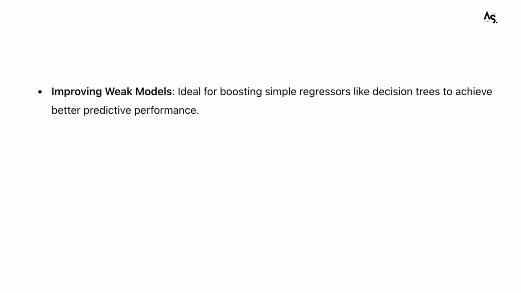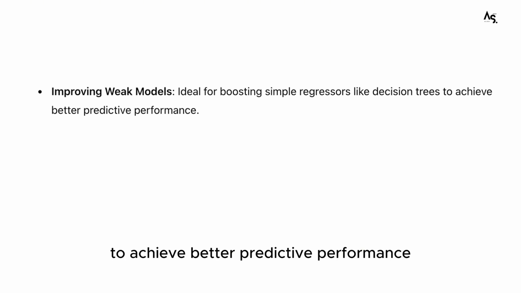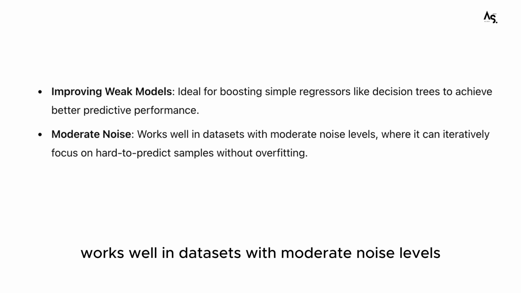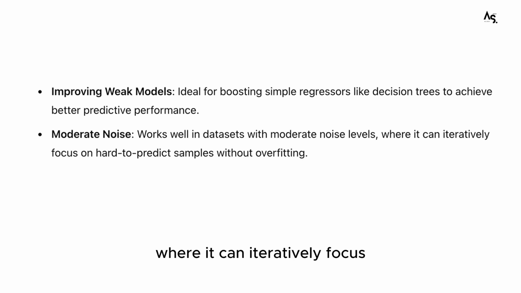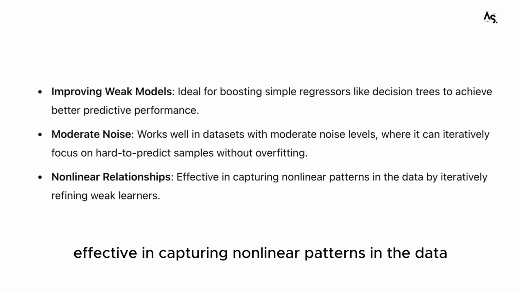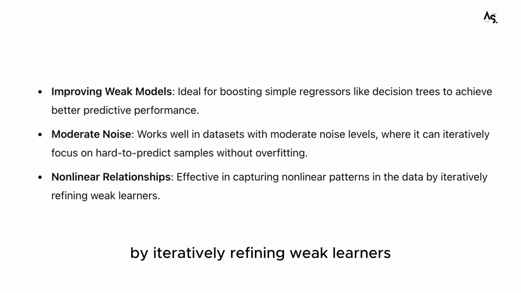AdaBoost Regressor shines and should be used. Improving weak models. Ideal for boosting simple regressors like decision trees to achieve better predictive performance. Moderate noise. Works well in datasets with moderate noise levels, where it can iteratively focus on hard-to-predict samples without overfitting. Nonlinear relationships. Effective in capturing nonlinear patterns in the data by iteratively refining weak learners.